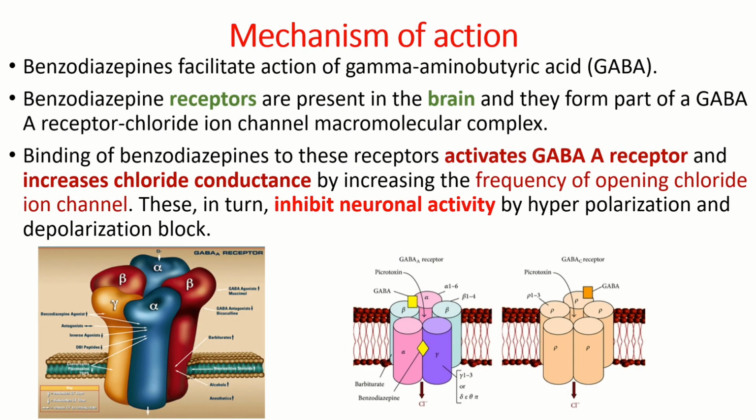Now come to the mechanism of action of benzodiazepines. Benzodiazepines facilitate the action of gamma-aminobutyric acid, or GABA. Benzodiazepine receptors are present in the brain and form part of the GABA-A receptor chloride ion channel macromolecular complex. Binding of benzodiazepine to these receptors activates the GABA-A receptor and increases chloride conductance by increasing the frequency of opening of the chloride ion channel. This in turn inhibits neuronal activity by hyperpolarization and depolarization block.